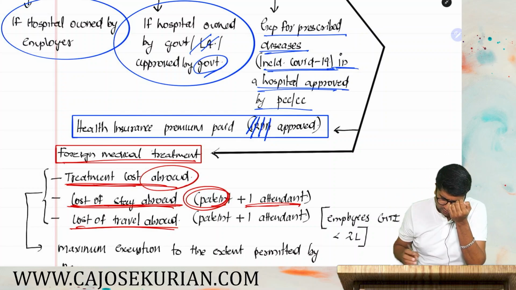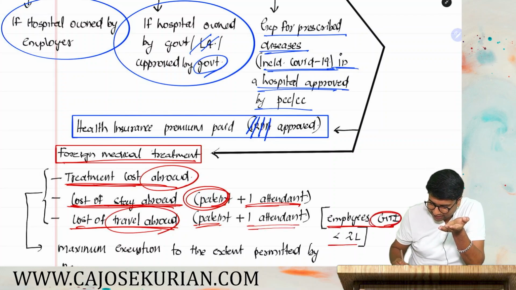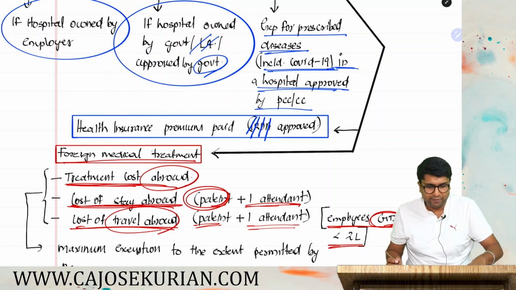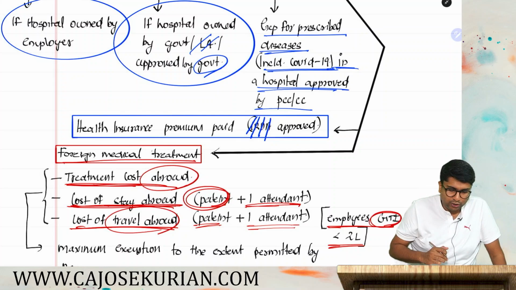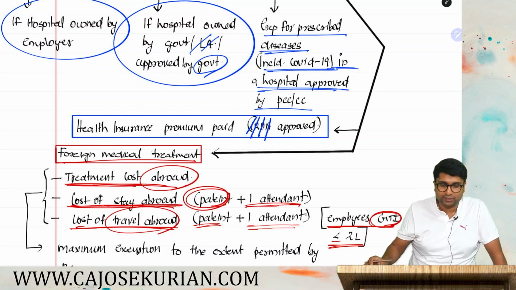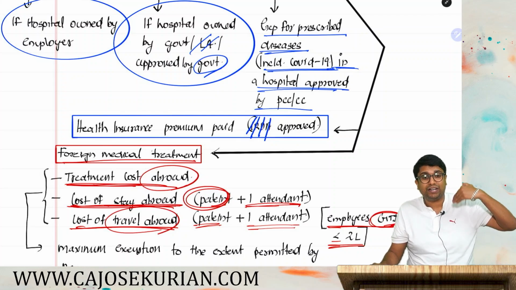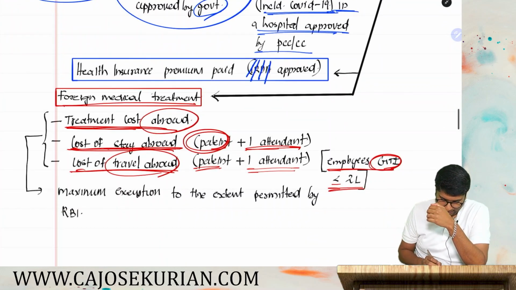And the final case, cost of travel abroad: your traveling cost for the patient as well as for one attendant is exempted provided the employee's gross total income is less than 2 lakh. That simply means if the employee's gross total income is less than or equal to 2 lakh, then you can claim the exemption for that respective foreign travel as well. So these are the exempted categories, and the maximum exemption is to the extent permitted by Reserve Bank of India.